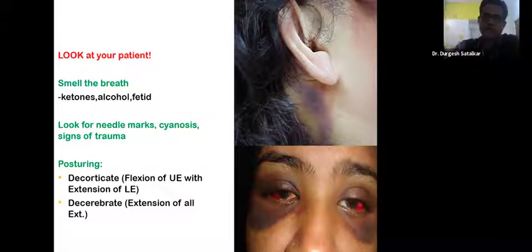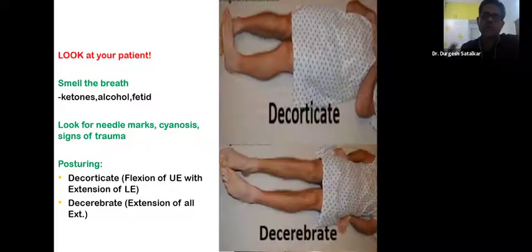Similarly, during the initial history, if you encounter a patient like this, some patients might be posturing. Usually we see decorticate posturing or decerebrate posturing. Both of these postures have inherently very poor prognosis. In decorticate posturing, the elbows are flexed, the arms go towards the core, and the legs are internally rotated. Here in decorticate posturing, there might be significant cerebral hemisphere involvement.